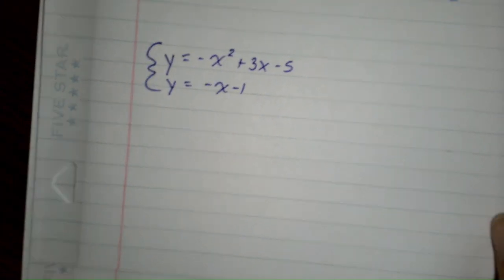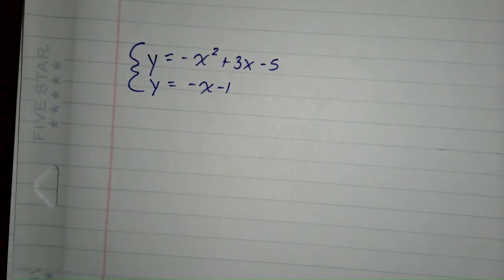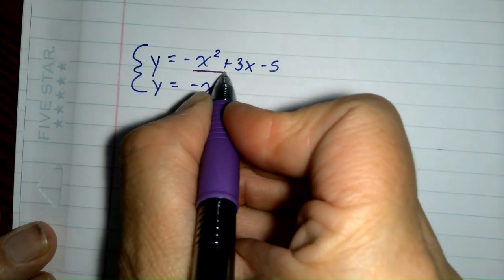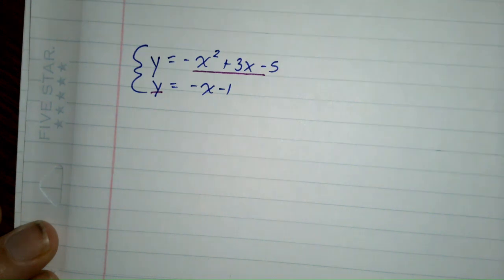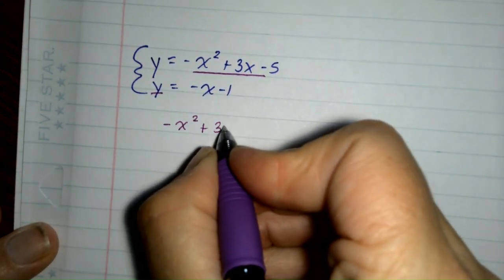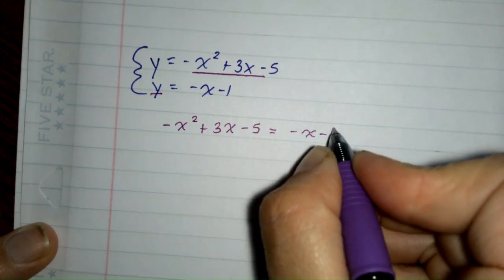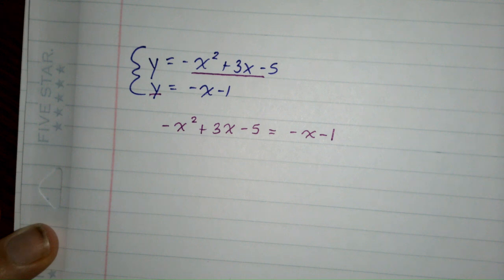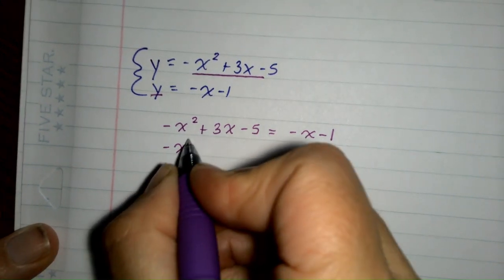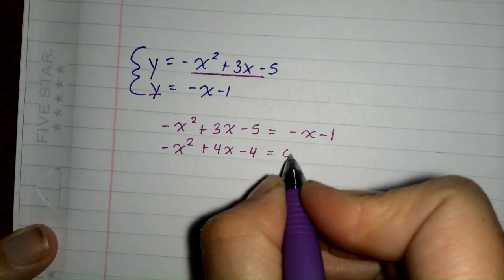Our next example has y equals written both times. So therefore it is ready for direct substitution. I'm going to go ahead and take this top equation and substitute it right there. So negative x squared plus 3x minus 5 equals negative x minus 1. Again, it's quadratic, so I'm going to set it equal to 0. So we'll have negative x squared plus 4x minus 4 equals 0.